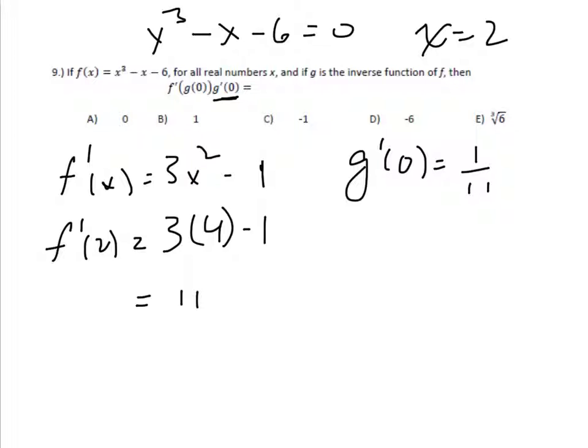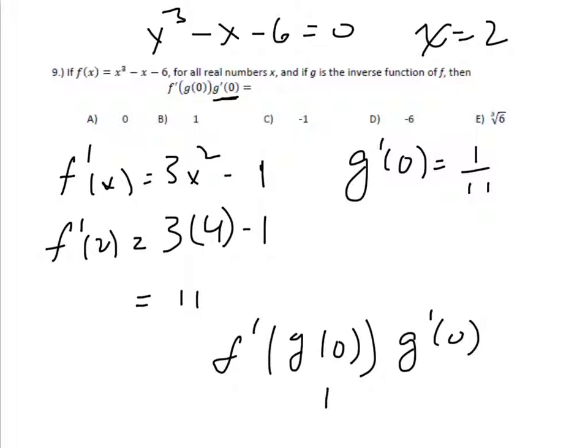G of 0 is equal to 11. Okay, so when we take the inverse, you get that. So therefore, f prime of g of 0, which is 11, times g prime at 0 is really 11 times 1 over 11, or 1.